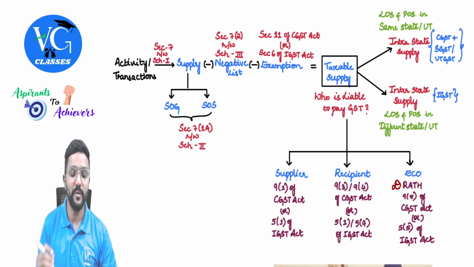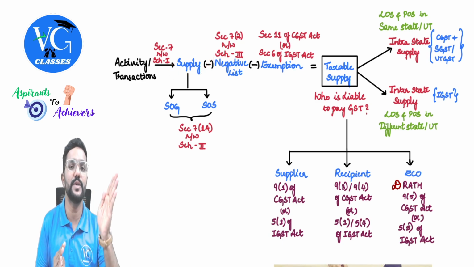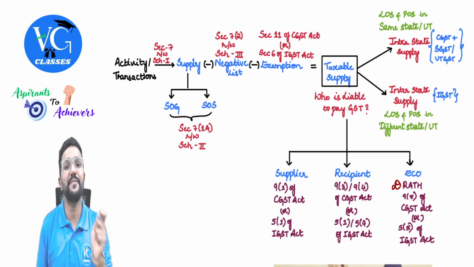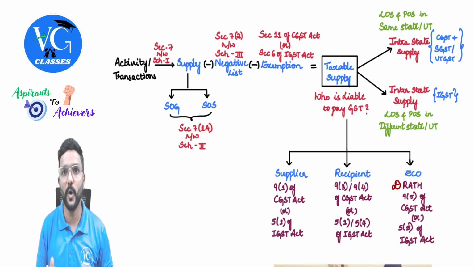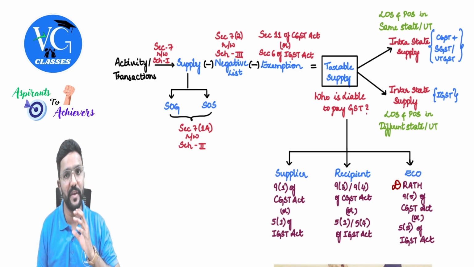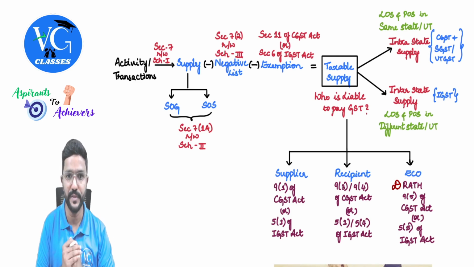Then once we identify whether an activity or a transaction is a supply, we need to classify whether it is a supply of goods or a supply of services, for which we need to refer to section 7.1A read with Schedule 2. Is it required to do so? Yes, guys, because there are different rates of GST applicable for goods as well as for services. So we need to classify whether the supply is a supply of goods or services.